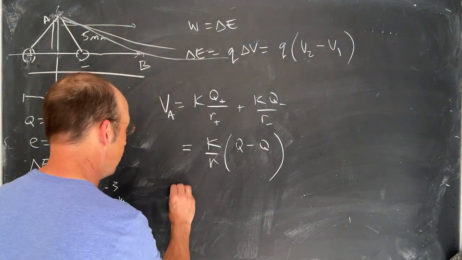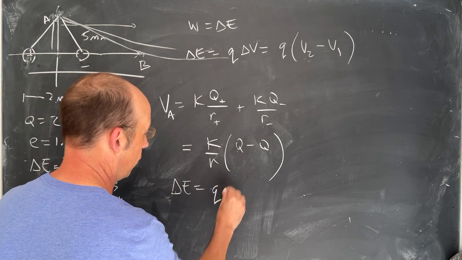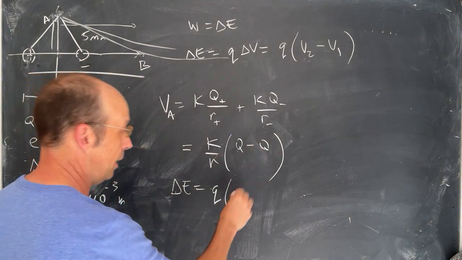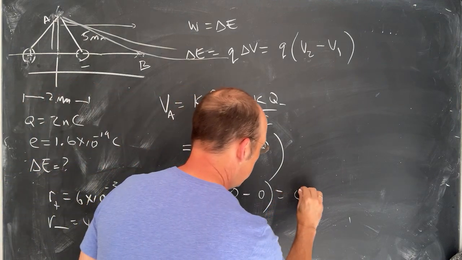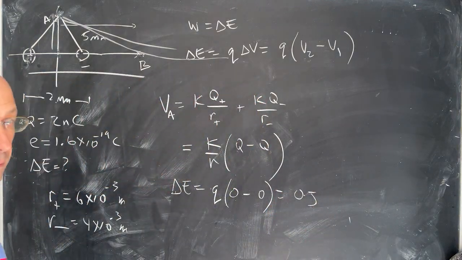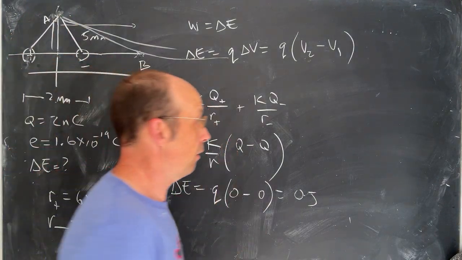So now I can calculate the change in energy. It's going to be the charge of an electron, which I'm just calling Q, times the final potential, which is 0, minus the initial potential, which is 0, which is 0 joules. So you don't need to bring this in. It doesn't need any work to take it in. And let me show you one really quick reason why.